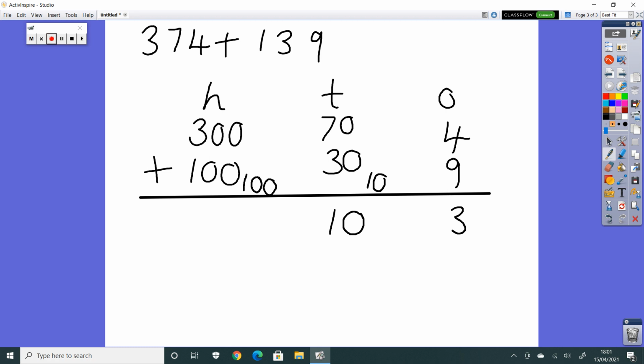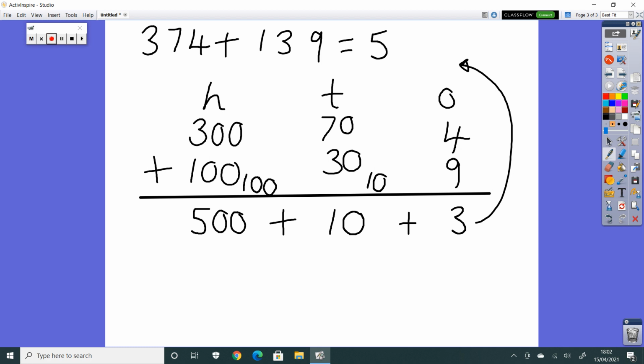And now in the hundreds we've got 300, add 100, add the 100 that we took over from the tens when we got 110, and then we get a final answer of 500 there. And again, we put hundreds, tens and ones values back together and we make a final answer of 513.